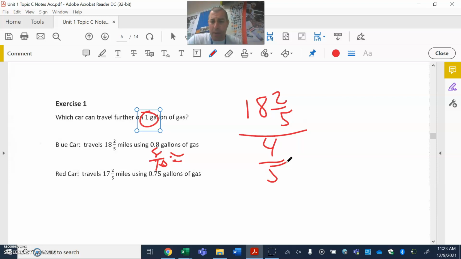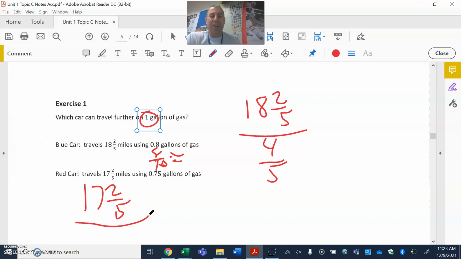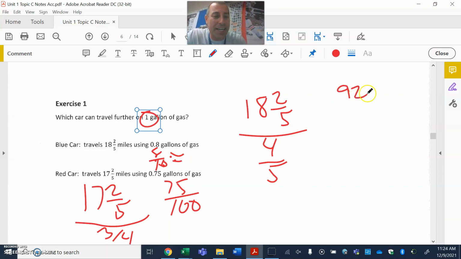Same thing with the other car here, 17 2/5 miles on the 7500ths. If we simplify, I think a lot of you are going to see that 3/4, and away we go. A little bit of bigger numbers there, but that's fine. Good to use the mental math. 18 times 5: 5 times 8 is 40, put down the 0, carry the 4. That's a 90, 90 plus 2 is 92. So you get 92 fifths.